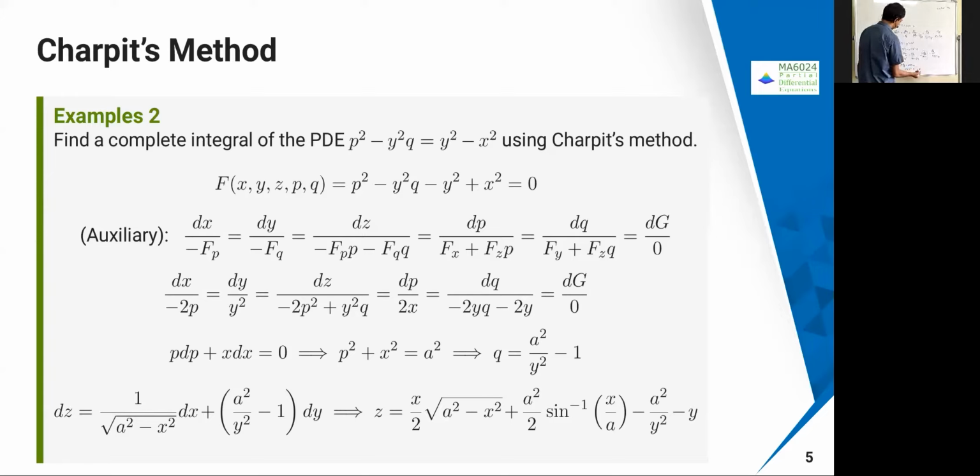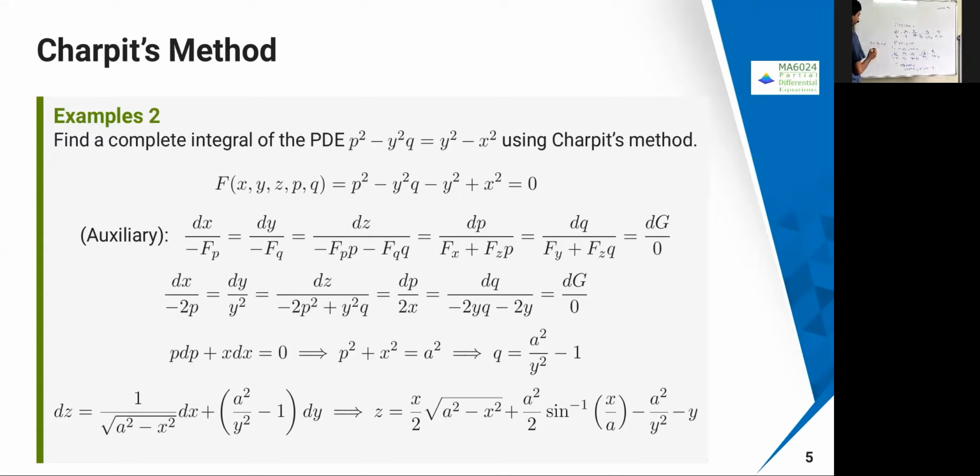Therefore, instead of a, I'm just going to write it as a square because that is also some constant, right? Okay. So in that case, I can write p square equal to a square plus x square. So if p square equals a square plus x square, then I can just substitute in this equation. Then I can find my q. So substitute here a square plus x square minus y square cube equal to y square minus x square.